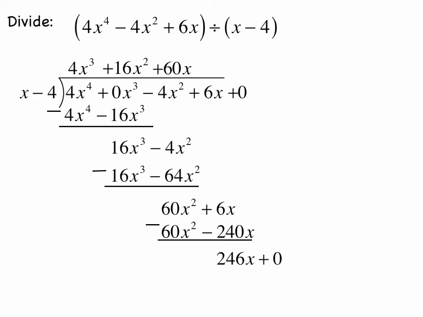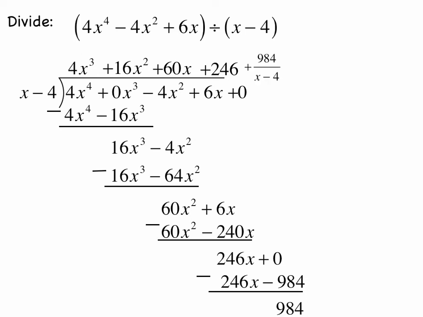So in this case, I am adding one more 0 to it, and I'm going to divide one more time. I'm going to put a positive 246 on top, multiply that back again, and subtract, and I get an ugly remainder, 984. I would like it if you would put the remainder up on top, so it's the remainder divided by the divisor. So notice, because x minus 4 had a remainder, it's not going to be a factor.